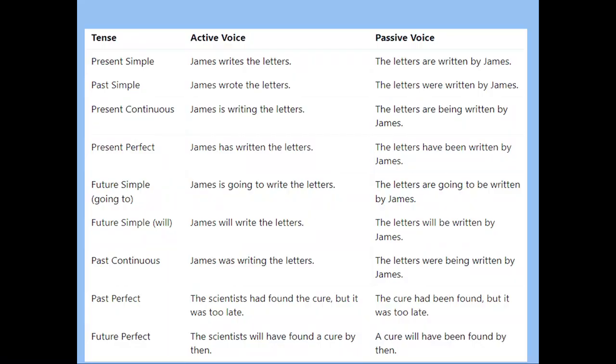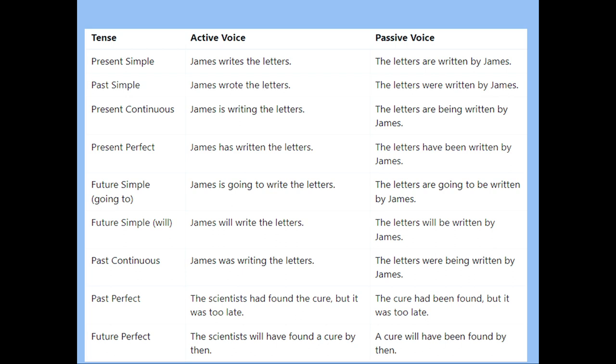Who wrote the letters? James. So James is the subject, and because it is past tense and plural, you will write "were written by James." Not "the letters were written by James." The letters... James. Were written by James. Absolutely, Kusum, it is like this.